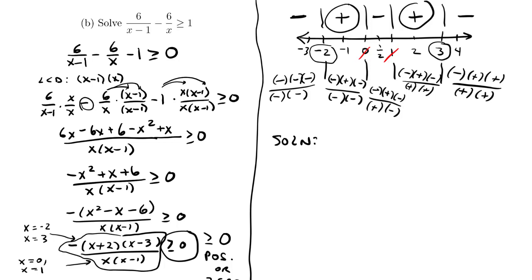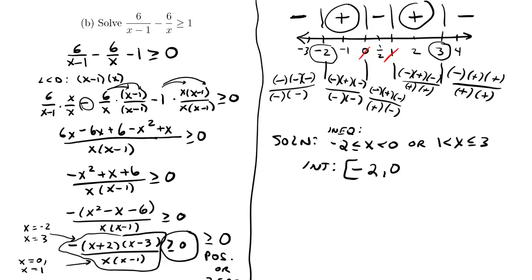So what I'm going to do is, now these are 2 separate intervals here. So the first one starts at negative 2 less than or equal to x less than 0. Or the next one is 1, but not including it. So 1 less than x less than or equal to 3. And that was inequality version. Interval version then would be negative 2 to 0, including negative 2, not including 0, union, open 1, closed 3.